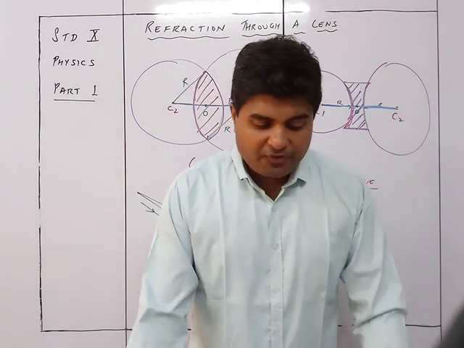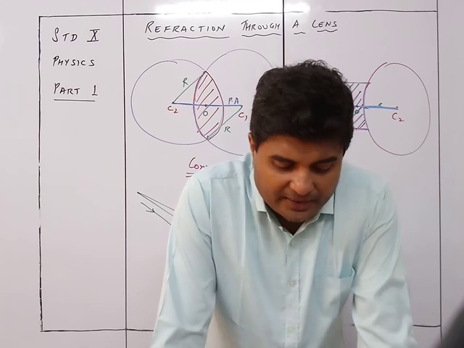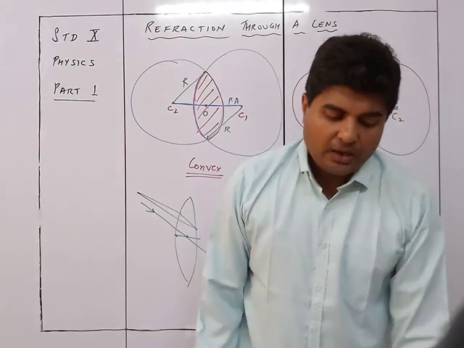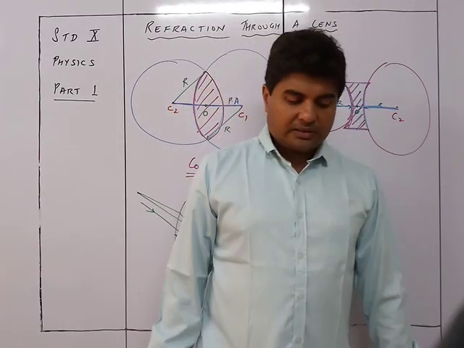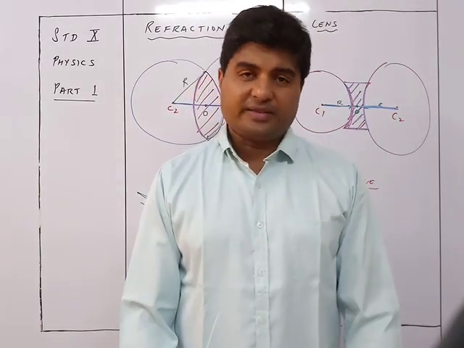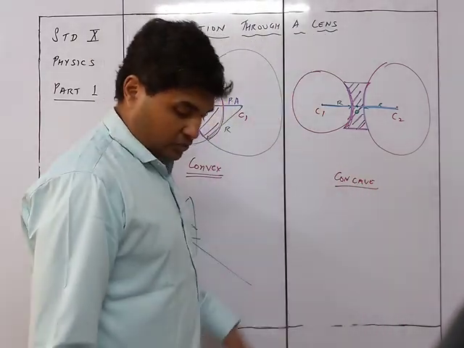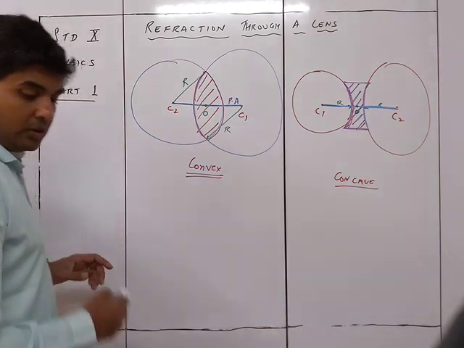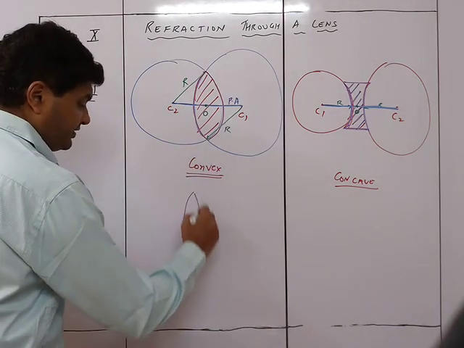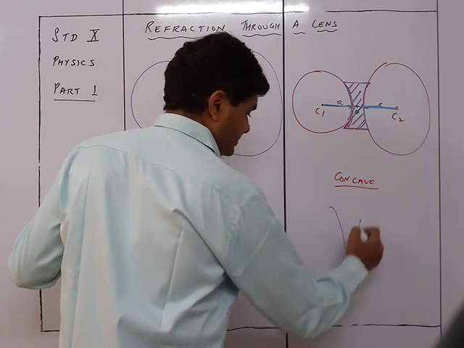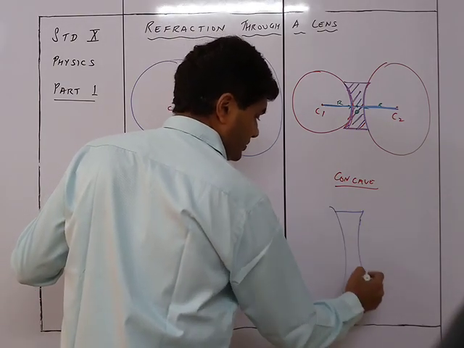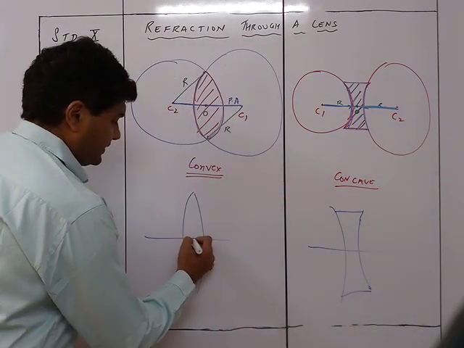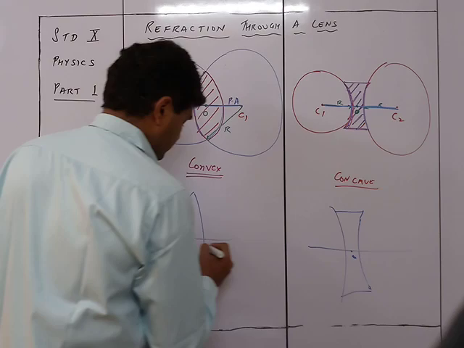Then we see the principal foci. When a light ray enters the lens from either side, the lens has two principal foci, one on either side of the lens. These are known as the first focus and the second focus. If this is the lens, you can see that this is the principal axis, and this is the optical center.